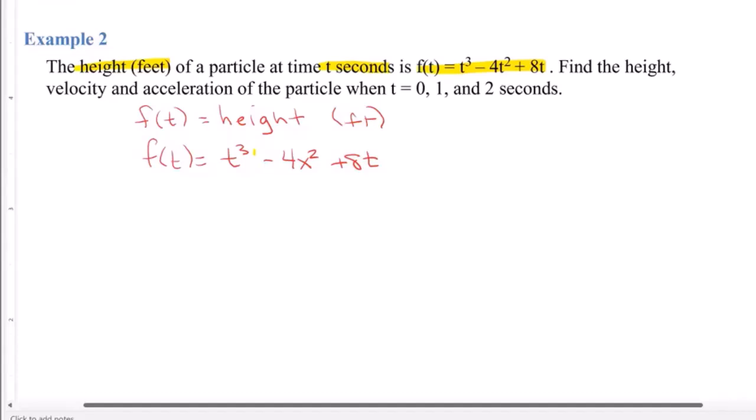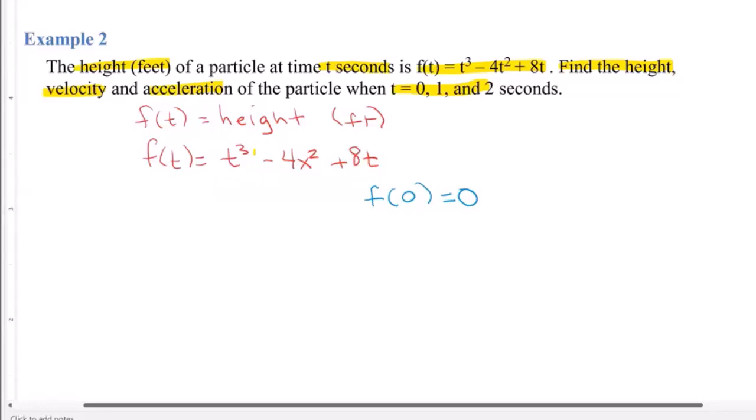Now, it asked me 3 questions. It asked me to find the height, velocity, and acceleration of the particle at these 3 points. Well, we could right now go and find what the height is at t equals 0, 1, and 2 seconds. This is the height at f of 0 equals 0 because I'm replacing my t with zeros. This is 0 minus 0 plus 0. Everything has a t, so there's zeros. So now I know f of 0 is 0.